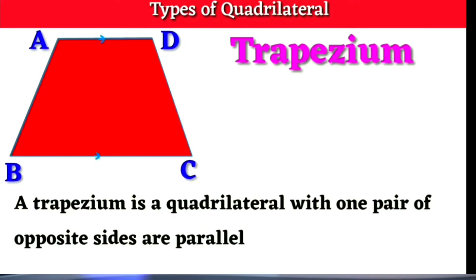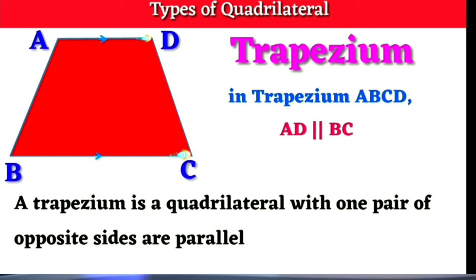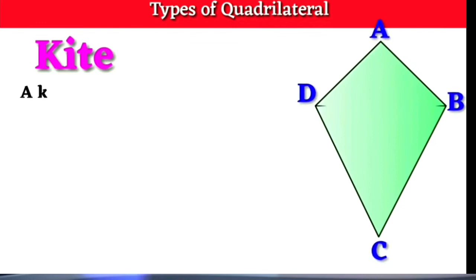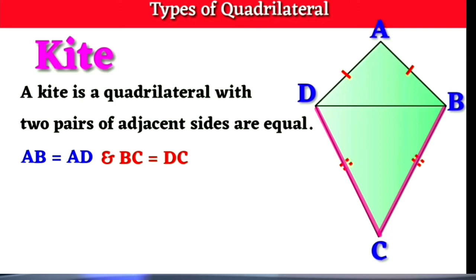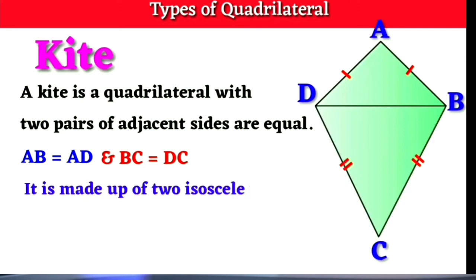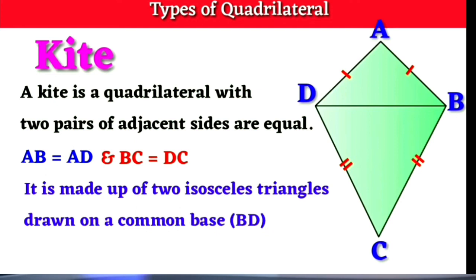Next is trapezium. A trapezium is a quadrilateral with one pair of opposite sides parallel. Here we can see ABCD is a trapezium in which the opposite pair, that is AD and BC, is parallel. Last one is kite. A kite is a quadrilateral with 2 pairs of adjacent sides equal. Here adjacent sides are AD and AB. So, these are equal. That is, AB is equal to AD, and in another triangle the adjacent sides are BC and DC. So, we can say that a kite is made up of 2 isosceles triangles with the common base BD.